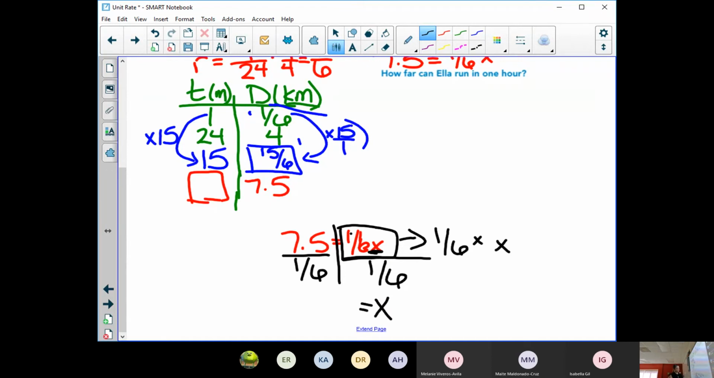And 7.5 divided by 1/6, I'm going to rewrite. So 7.5, I'm going to write it as a fraction, divided by 1/6. We're going to change 7.5 to an improper fraction. So 2 times 7 is 14, plus 1 is 15. Denominator stays 2, divided by 1/6.